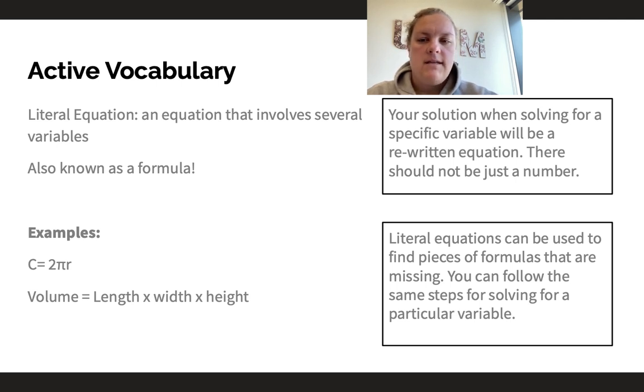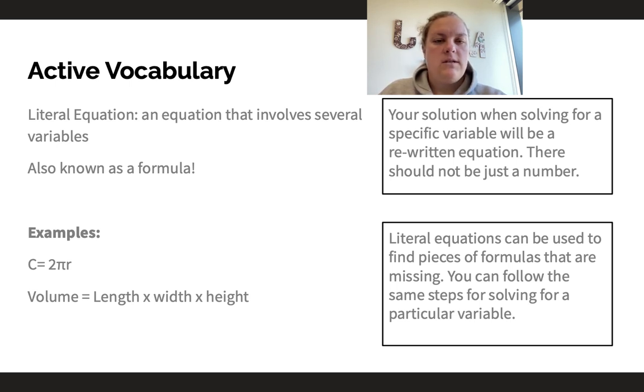What is important, though, is that you get these definitions down in your notes. You can pause the video at any point as I am going through these. So your solution, what's different from what we have done before when solving for a specific variable, will be a rewritten equation. There should not be just a number like y equals 5 or x equals -10. We will end up working with another equation once we're done.